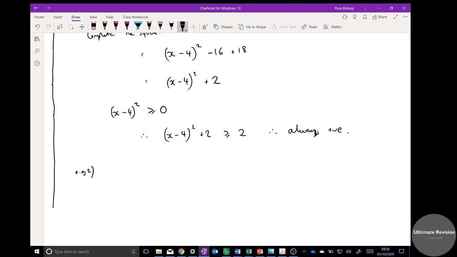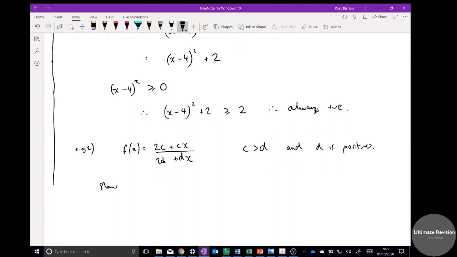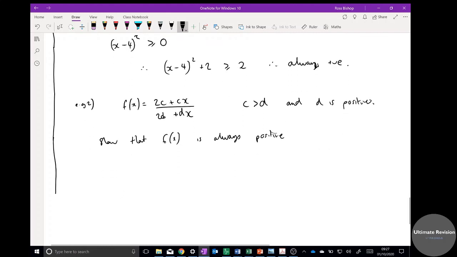Right. EG2. We'll have one more example. So let's say f of x equals 2c plus cx over 2d plus dx, and it says c is bigger than d and d is positive. Show that f of x is always positive. Okay, that's the question. So it tells us f of x is that. Show that f of x is always positive.